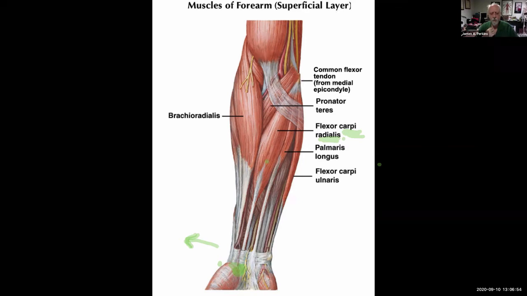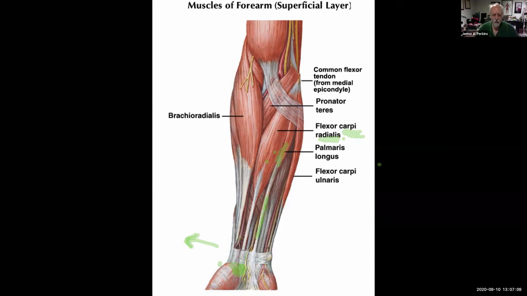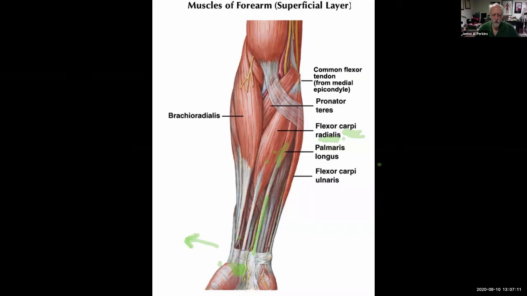The next muscle working our way across the forearm is called palmaris longus. The palmaris longus is another one that has its origin up on that common flexor tendon. And it has a long, skinny tendon that runs through the forearm. And when it gets down into the hand, it kind of fans out and spreads out to form a structure called the palmar aponeurosis, which is just a tough sort of fibrous sheath in the center of the palm.